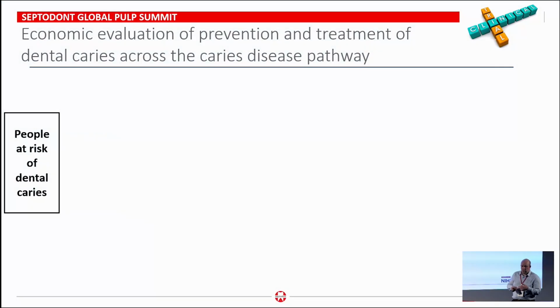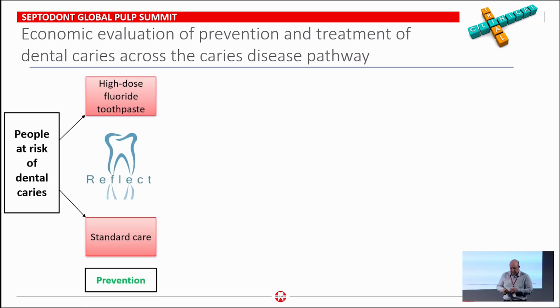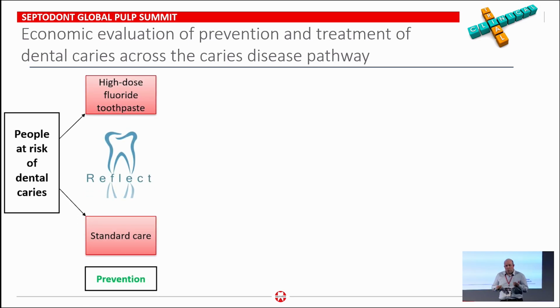So some examples of economic evaluations of prevention and treatment for caries that I've been involved in, led by Professor Clarkson in Dundee. Let's say we're starting off considering people at risk of dental caries. We might be interested in what treatments we provide. Do we provide high-dose fluoride toothpaste as a preventative measure? And how do we understand the value of that prevention?